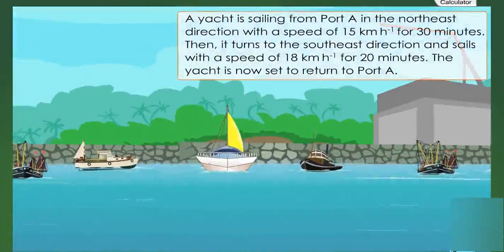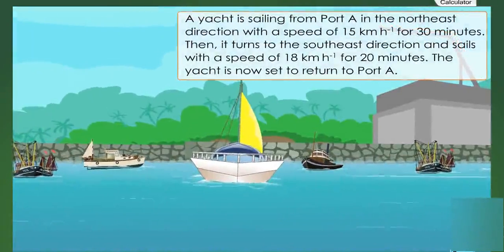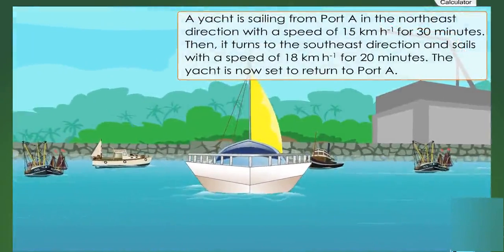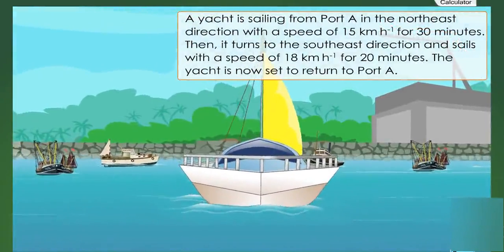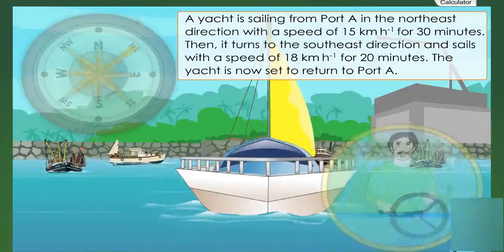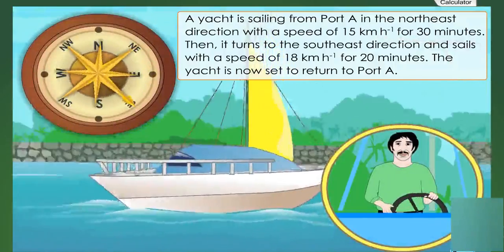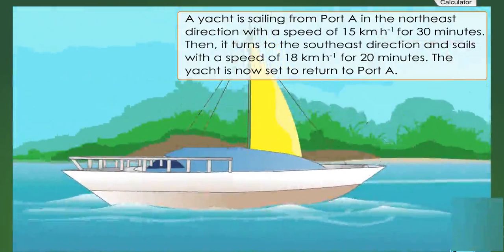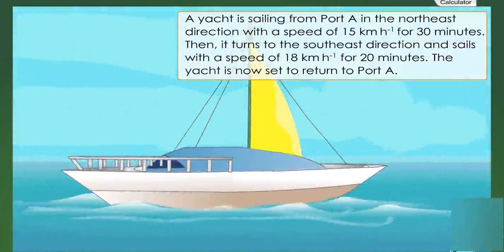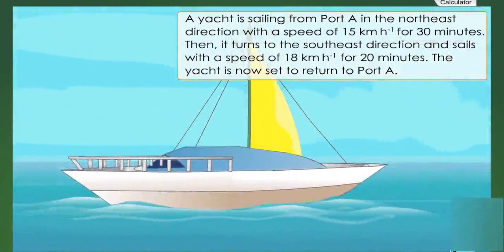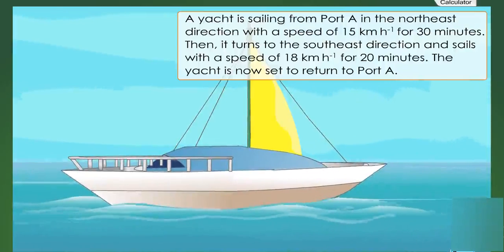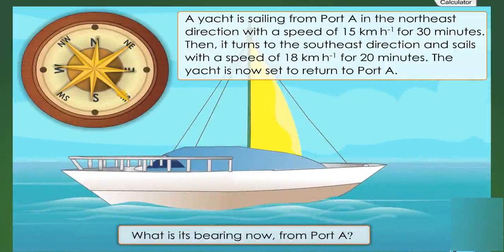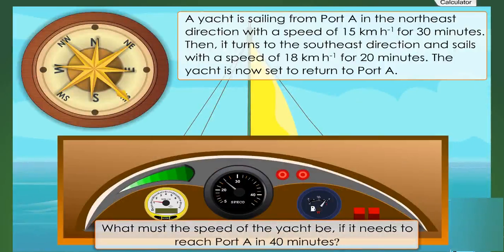A yacht is sailing from Port A in the northeast direction with a speed of 15 kilometers per hour for 30 minutes. Then it turns to the southeast direction and sails with a speed of 18 kilometers per hour for 20 minutes. The yacht is now set to return to Port A. What is its bearing now from Port A? What must the speed of the yacht be if it needs to reach Port A in 40 minutes?